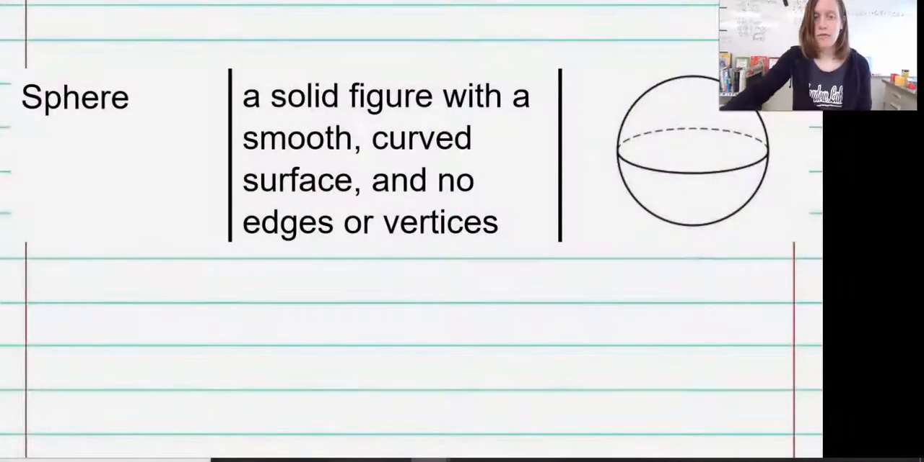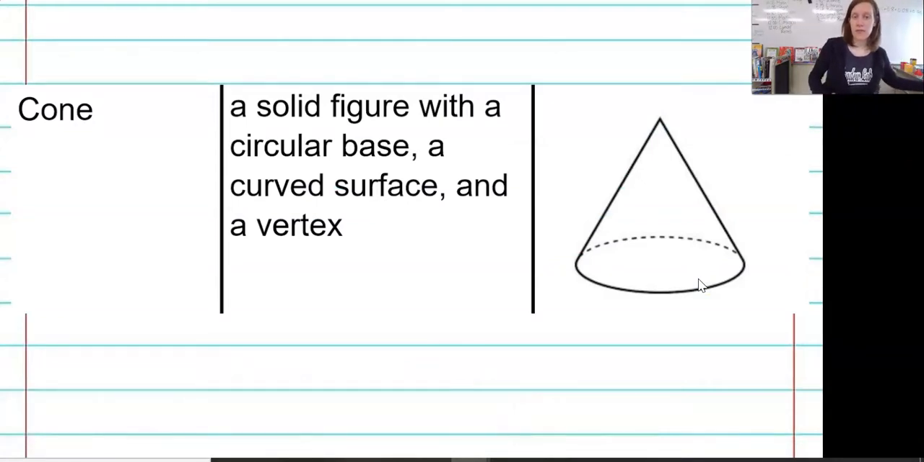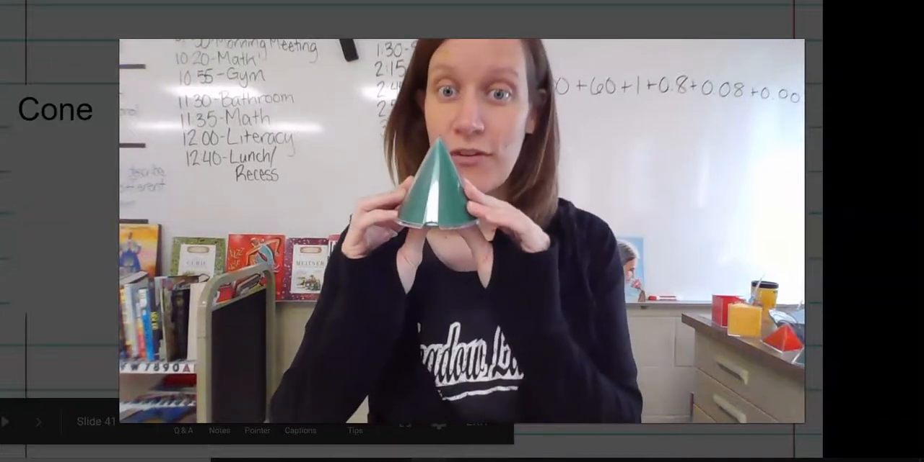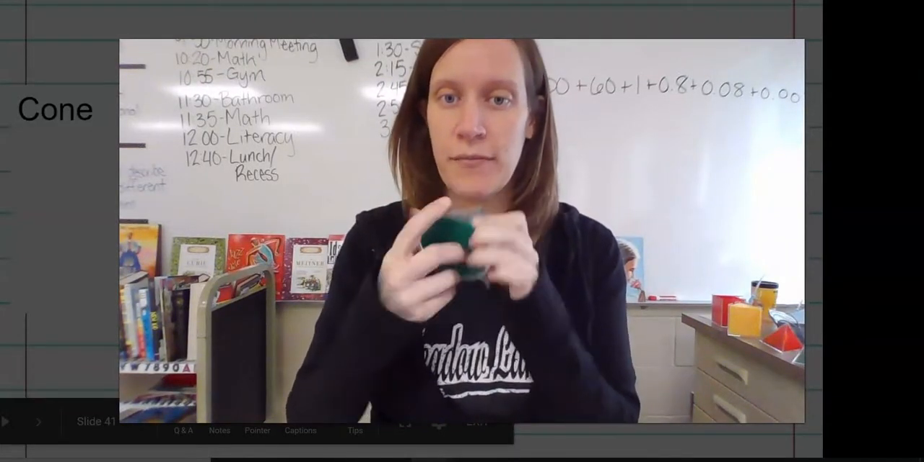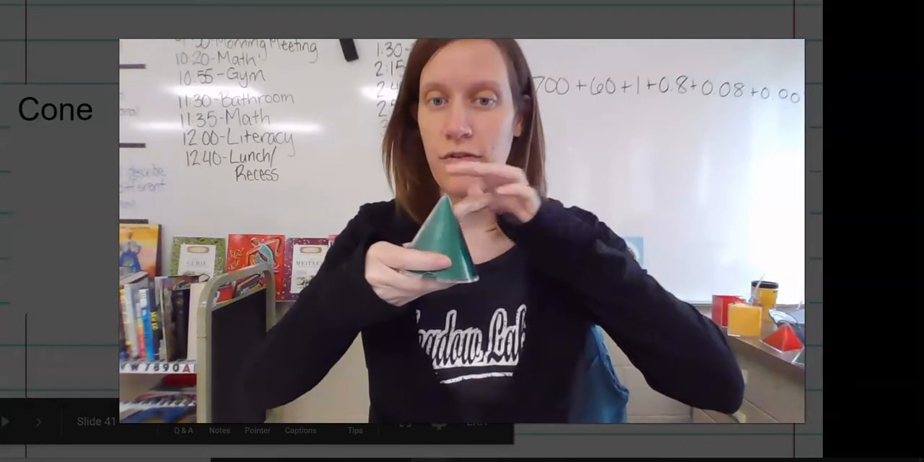And then we have the last shape we need to learn about, the cone. A cone is a solid figure with a circular base, a curved surface, and one vertex. So here we have a cone. It looks like an ice cream cone. This is the circular base, one vertex right at the top, and a curved surface.